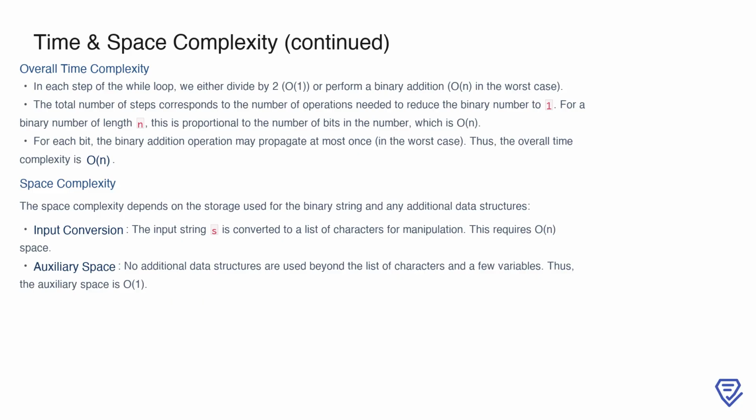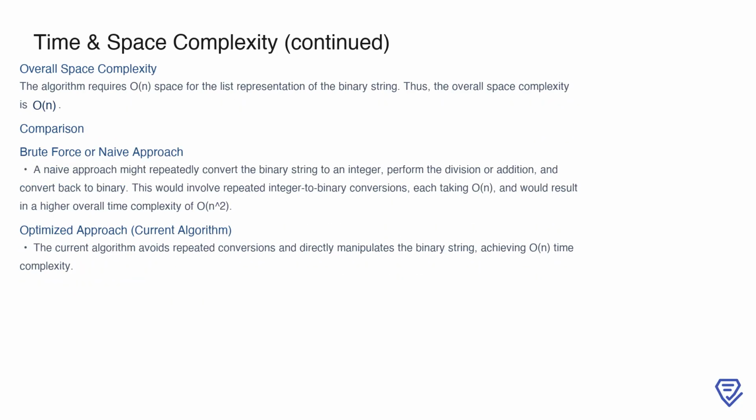Moving on to space complexity, the algorithm converts the input binary string into a list of characters. This requires O(n) space. Beyond this, only a few auxiliary variables are used, meaning the additional space required is O(1). Thus, the total space complexity is dominated by the storage of the binary string, which is O(n). When looking at the overall space complexity, we conclude that the algorithm requires O(n) space to store the list representation of the binary string.